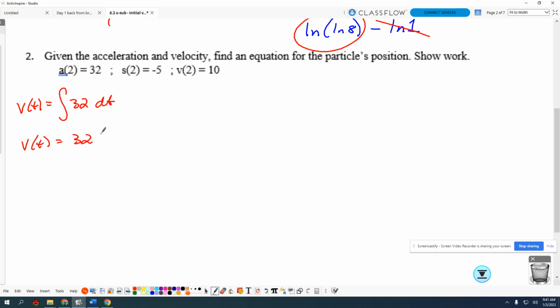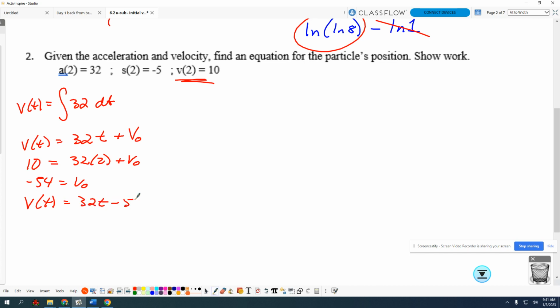Okay, so integrating 32 gives 32t, and you said plus C. Since we know at 2 velocity is 10, we can find that C. All right, so using velocity at 2 is 10, my general equation for velocity is 32t minus 54. All right, Coy, what do I do next?